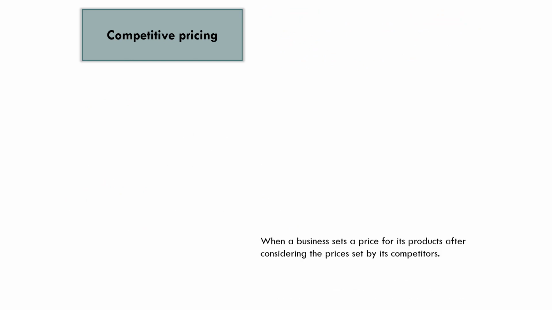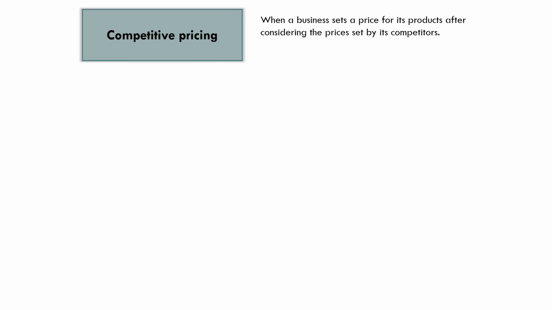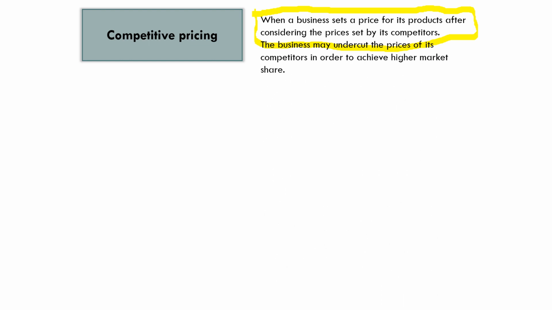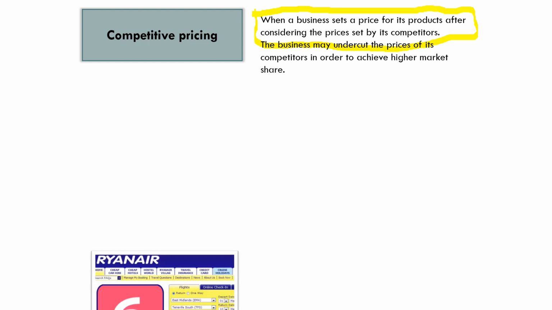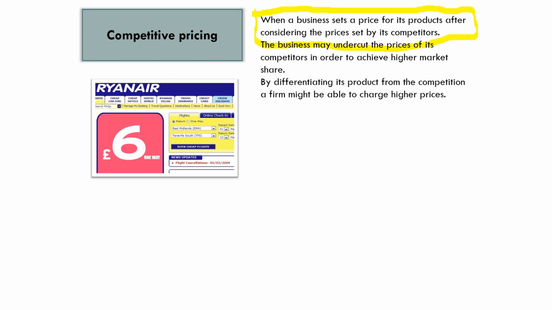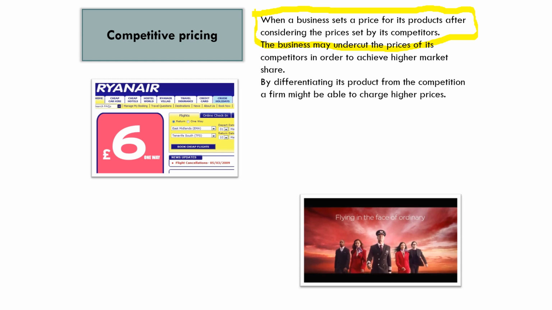Okay, competitive pricing. This is when a business sets a price for its products after considering the prices set by its competitors. So competitors have a large influence on the price that the business has gone for. So the business may undercut the price of its competitors or they might price similarly, but the idea is that the competitors have had the main influence on the price setting. A business might also decide that by differentiating its product from the competition, it might be able to charge higher prices, but again, the competition has influenced the strategy that's taken place.